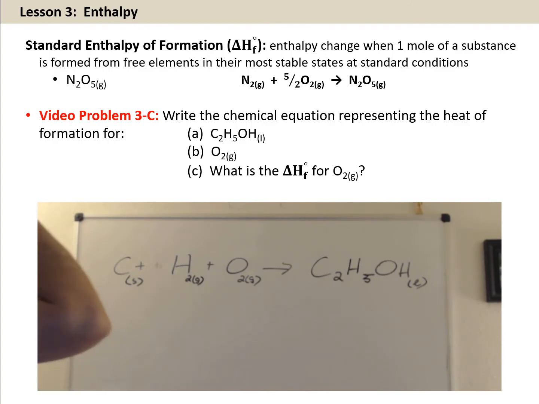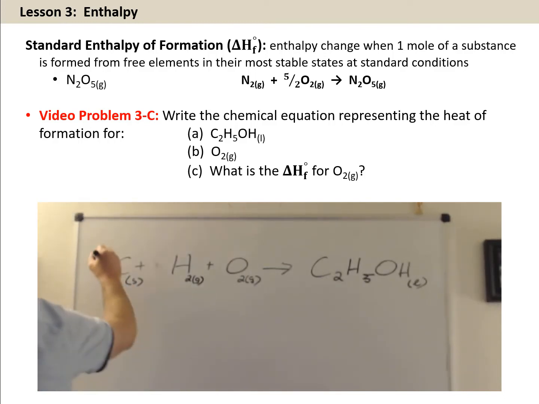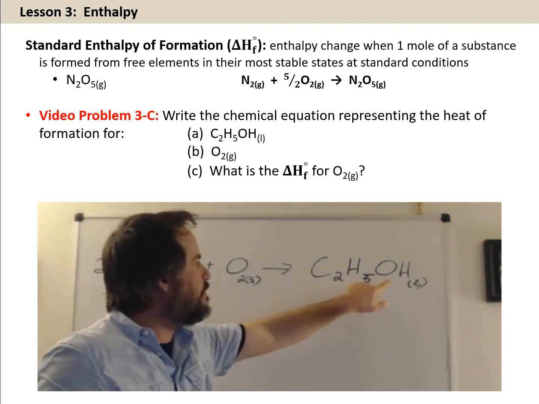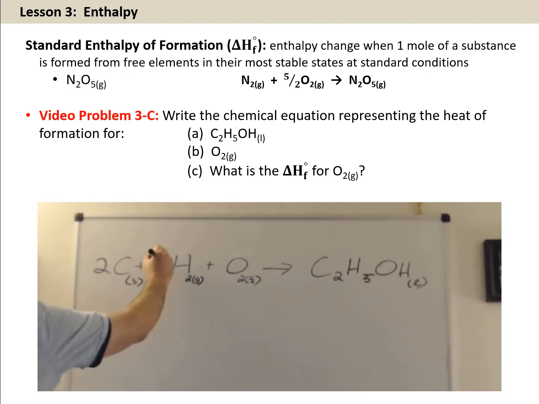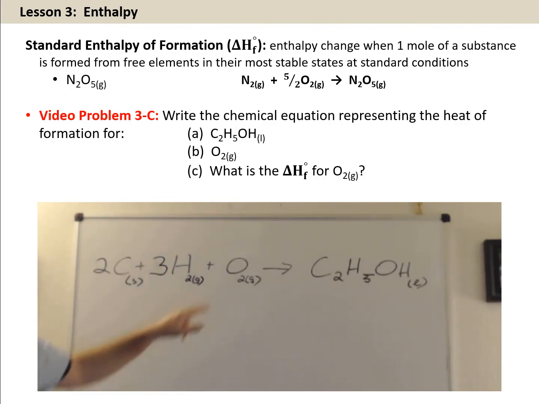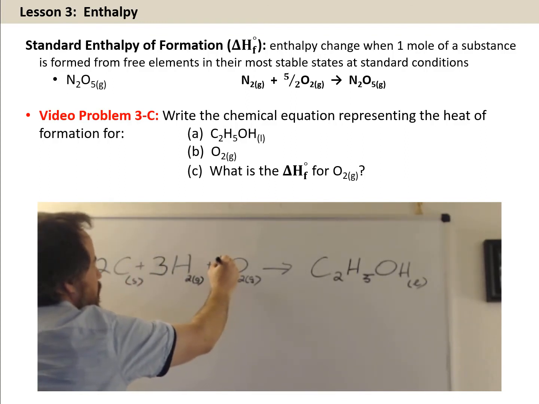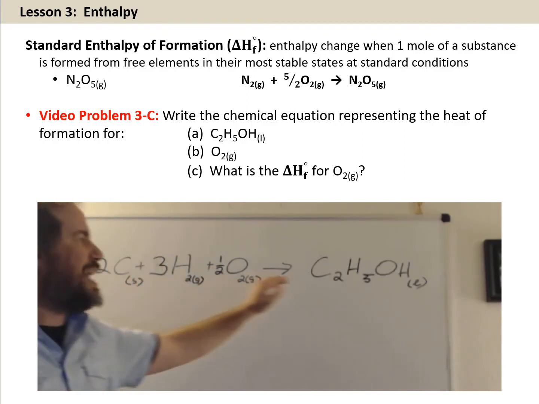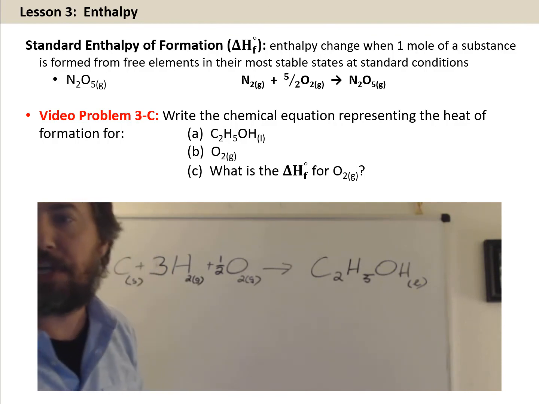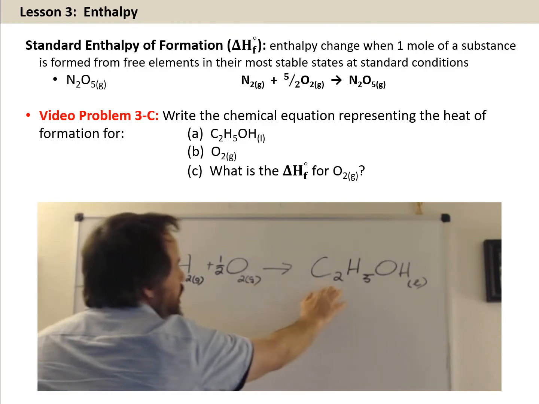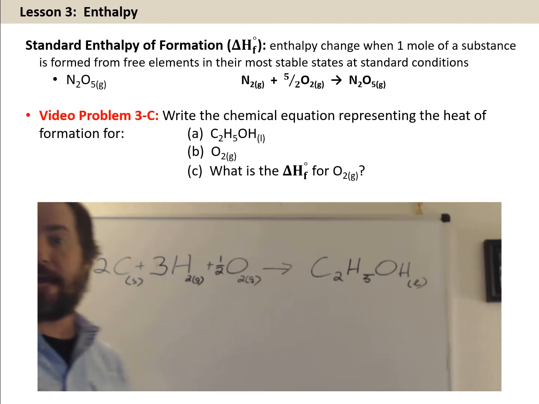Okay, so if I look at this, I can say that it's not balanced. I have 1 carbon here, I have 2 there, so I'm going to put a 2 there. I have H2. Here I have 6 hydrogens, so I'm going to put 3 there. And then I have 2 oxygens here. I only have 1 there, so I'm going to put half. All right, so this is my reaction for the formation of C2H5OH.